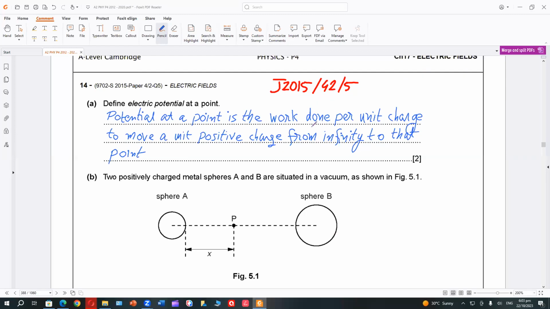This is June 15, paper 42.5. Define electric potential at a point. Potential at a point is the work done per unit charge to move a unit positive charge from infinity to that point.